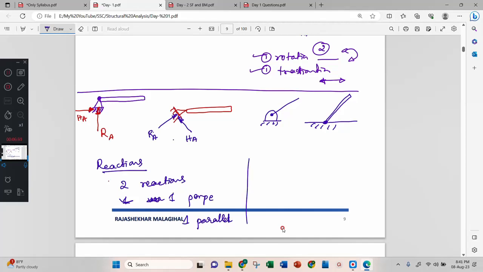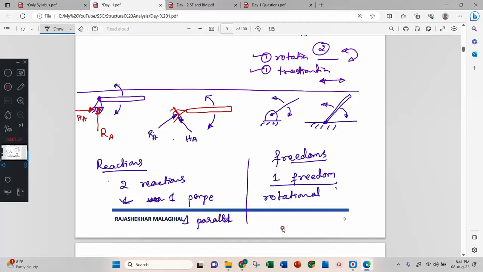Then freedom. How many freedoms are there here? Freedom is rotation. If I rotate this arm or this beam, then it can rotate. Here also it can rotate. This handle can rotate. Therefore we have one freedom, the rotational freedom. And restrictions: two translational restrictions are there, this and this horizontal restrictions. This is your hinge support.